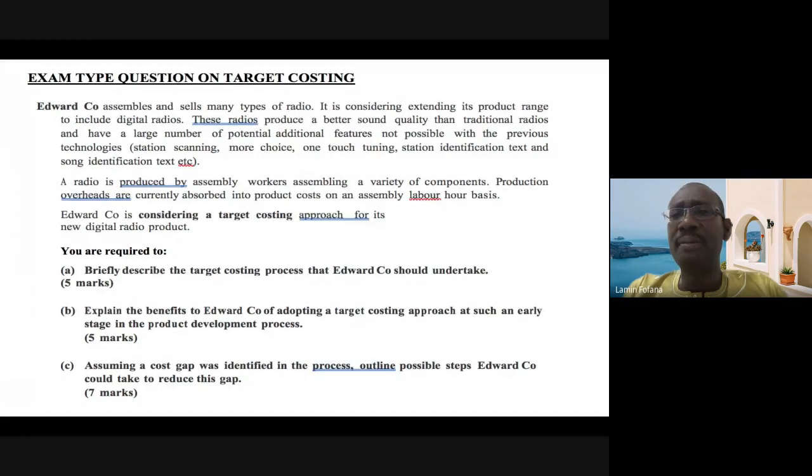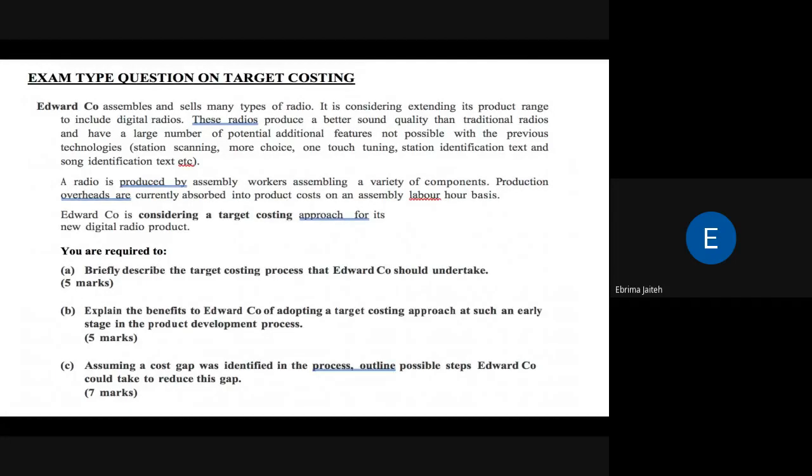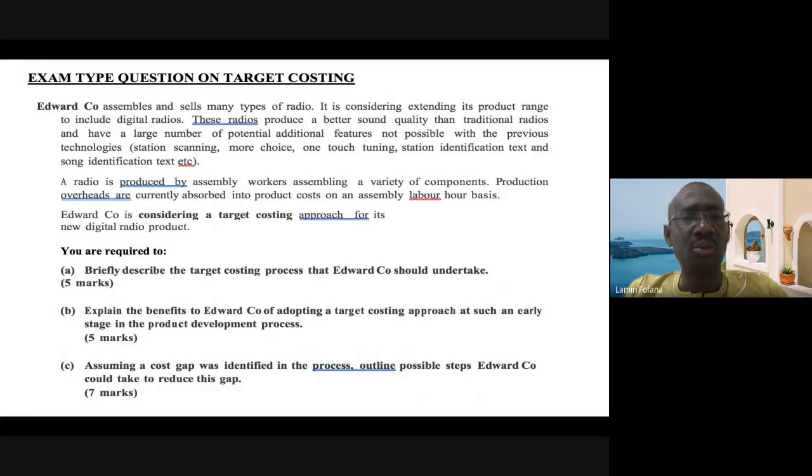Ibrahima, you want to come in? Ibrahima Jaita? Yeah, I want to say that first of all, they need to make a market research. That is the market survey. Okay, very good, very good. They need to do a market research. So in their own case, how are they going to do the market research?